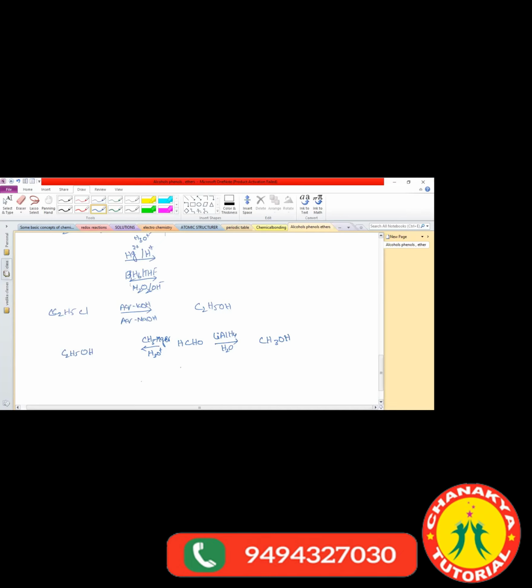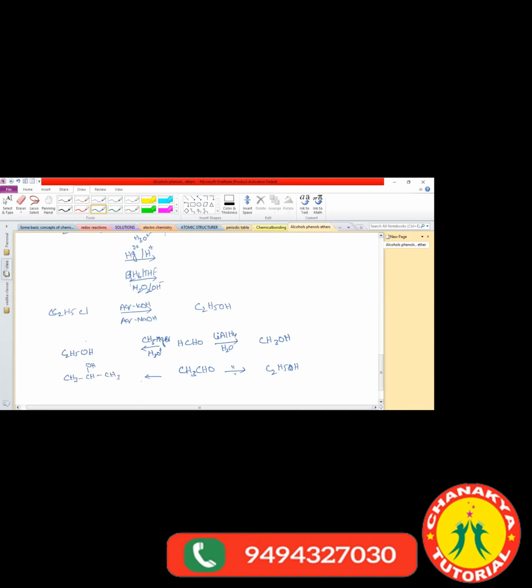And if you take acetaldehyde, the molecular formula is CH3CHO. If it is reduced with lithium aluminium hydride, it forms ethanol, CH3CH2OH. Same thing, if the acetaldehyde is treated with the Grignard reagent, it forms CH3-CH(OH)-CH3, which is 2-propanol.